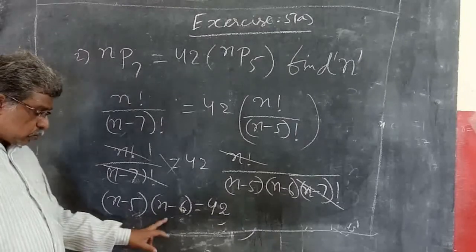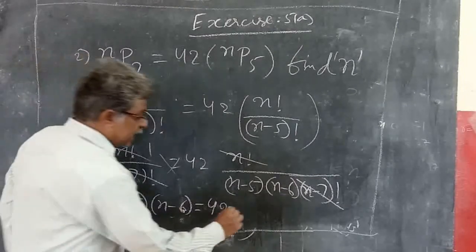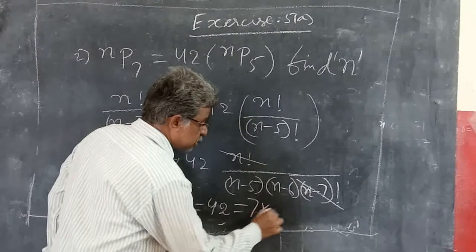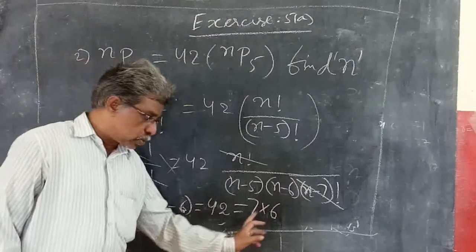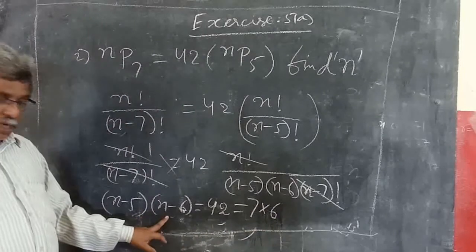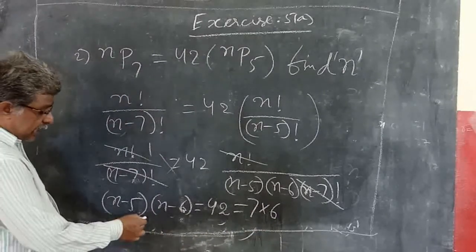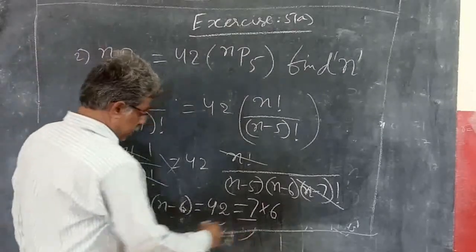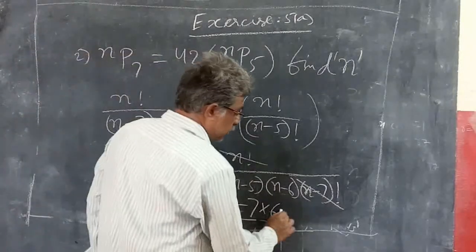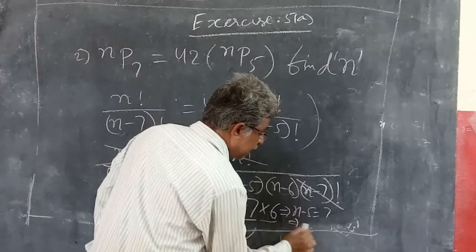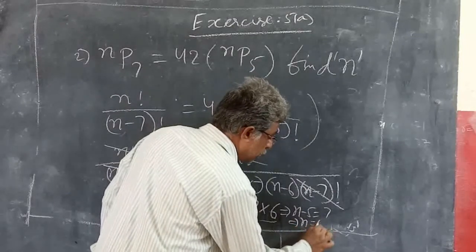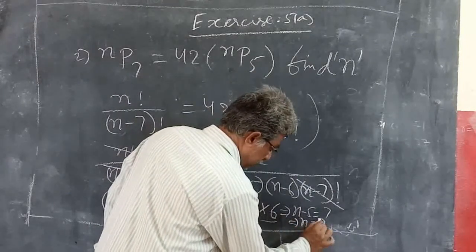But these two are two consecutive numbers. I can write 42 as 7 into 6, two consecutive numbers. So I can take n-5 equal to 7, n-6 equal to 6. It is nothing but n-5 equal to 7, which implies n equals 7 plus 5, 12.